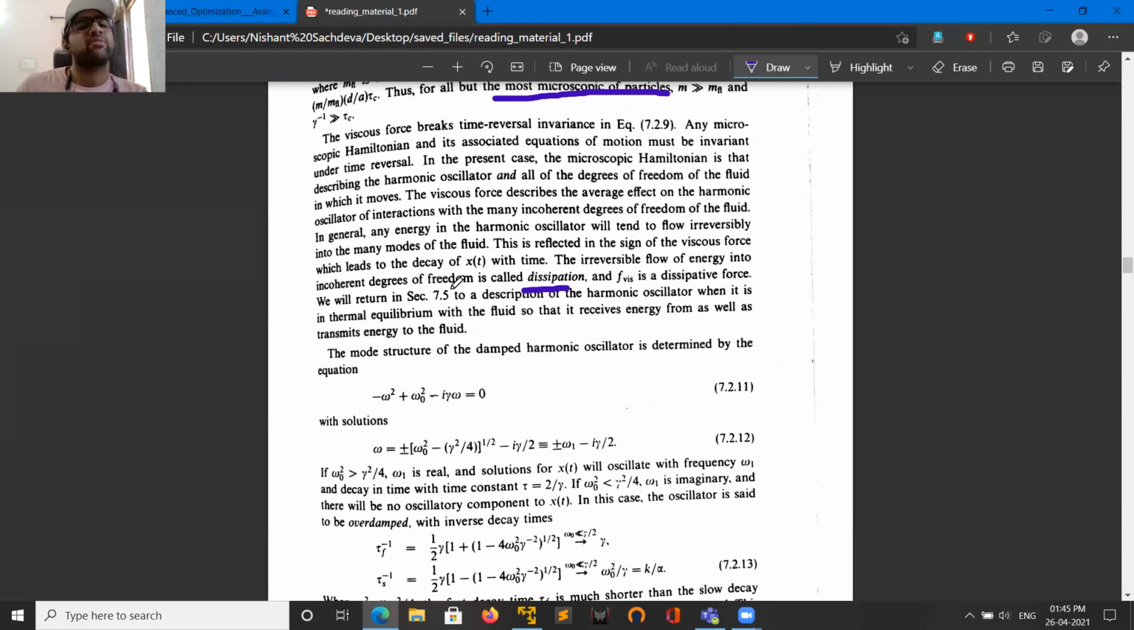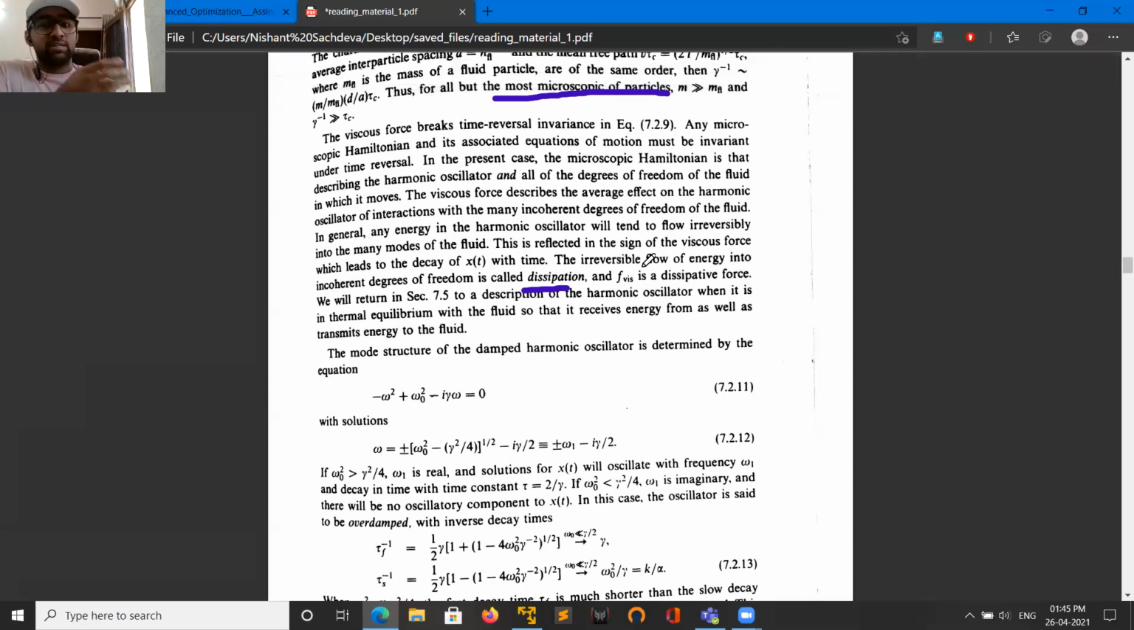We will return to this in section 7.5. We never do that? Oh, we actually will. 7.5 is there, with the description of the harmonic oscillator when it is in thermal equilibrium with the fluid, from which it receives energy as well as transmits energy to the fluid. So now what we did was assume that the ball is losing energy to the fluid. There can be cases where the temperatures are out of balance, so that exchange of heat can happen both ways. So we have to be very careful of that.